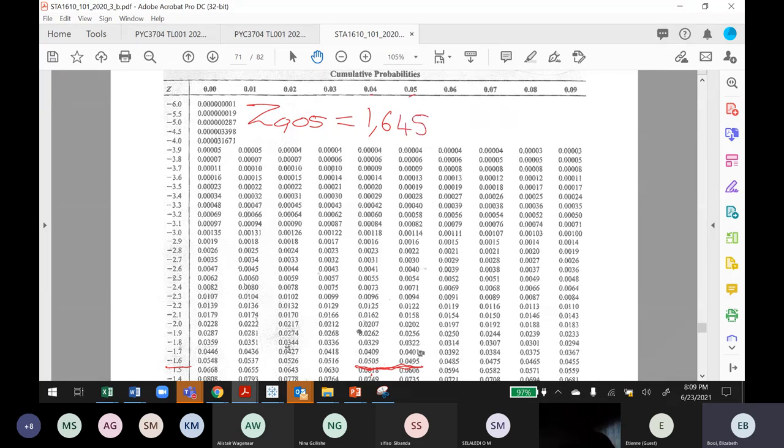So for 90%, the critical value is 1.645. For 95%, our alpha is 0.05, and our critical value is 1.96. For 99%, our alpha is 0.01, and our critical value is 2.58. For 90%, our alpha is 0.10, and our critical value is 1.645. And there are other critical values. We're going to go and learn more about them just now.